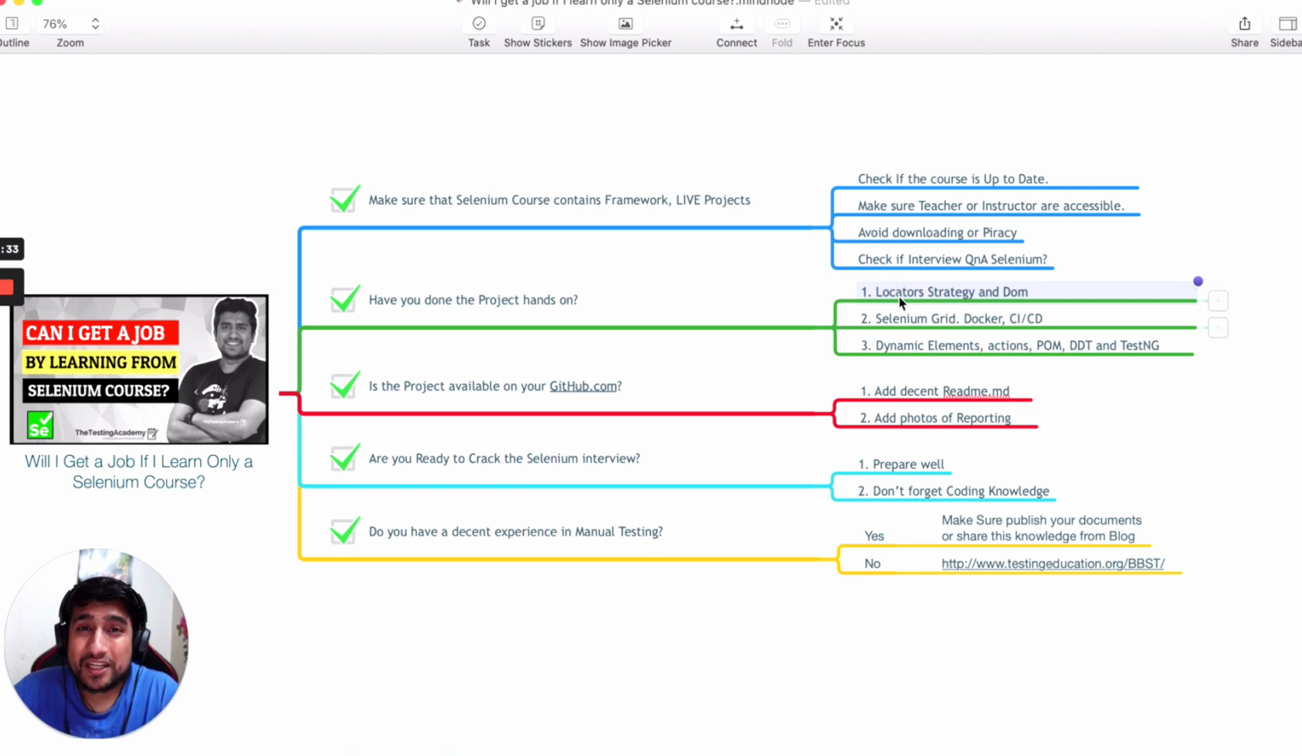People are expecting locator strategy as well as DOM structure knowledge. If you have 2+ years of experience, people are expecting Selenium Grid knowledge, Docker, and CI/CD. At least you should have some kind of understanding in that case.